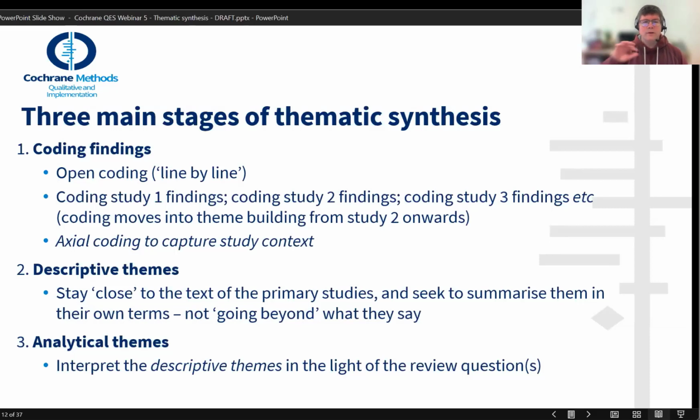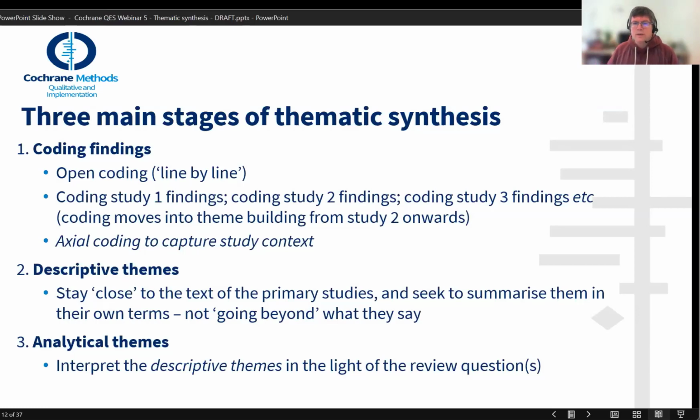There's a bullet point in italics there: axial coding to capture study context. That's a really important part of this. When we were working on this, we wrote little snippets of text for each study, which encapsulated the context of the study and the context of the participants, so that we didn't remove the findings of the study from the context within which they were generated.